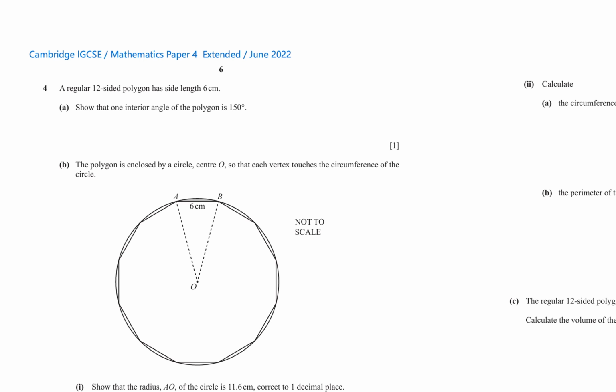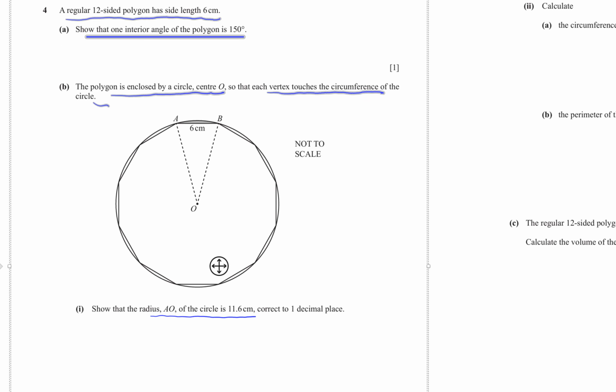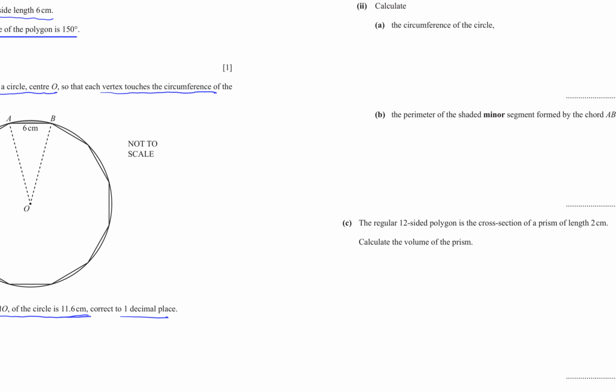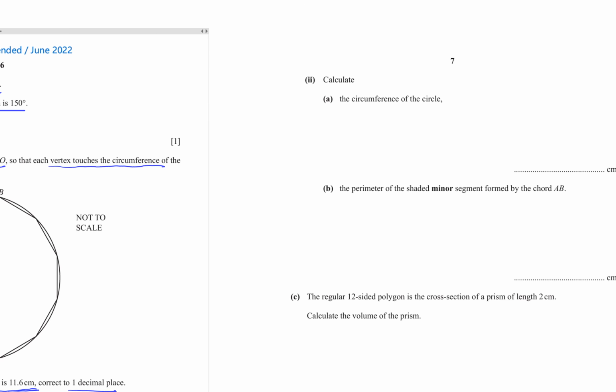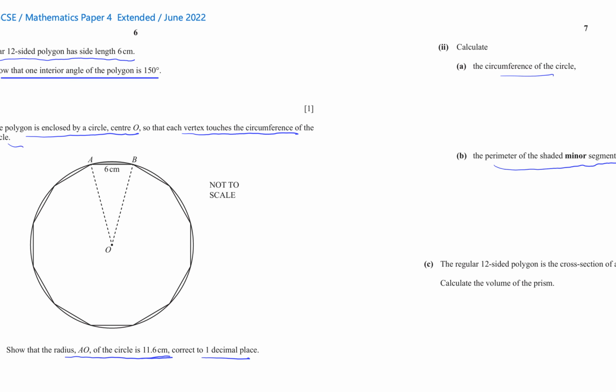So this question is saying a regular 12-sided polygon has side length 6 centimeters. Show that one interior angle of the polygon is 150 degrees. And the polygon is enclosed by a circle with center O, so that each vertex touches the circumference of the circle. Show that the radius of the circle is 11.6 centimeters, correct to one decimal place. And then we need to calculate the circumference of the circle, the perimeter of the shaded minor segment formed by the chord AB.